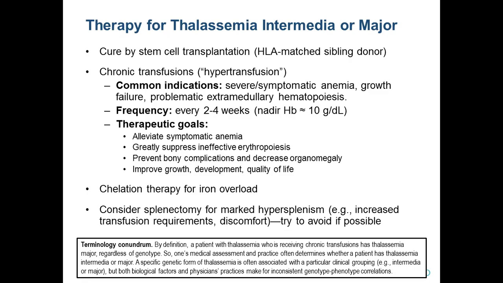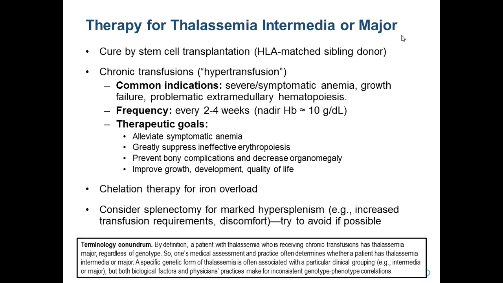So, in broad strokes, what's the therapy for thalassemia, especially major or intermedia? Bear in mind that if you put someone with thalassemia intermedia on chronic transfusions, by definition, they're thalassemia major. So look at this terminology conundrum in the box down here. You can review that a little bit later. But you can cure any of these hemoglobinopathies by transplantation. Of course, there are risks and benefits of doing that and limitations in donors.